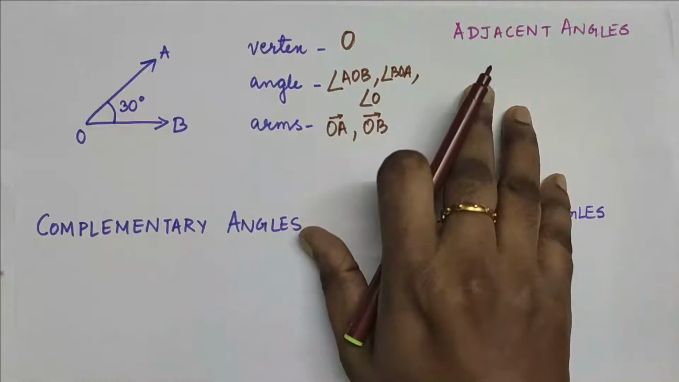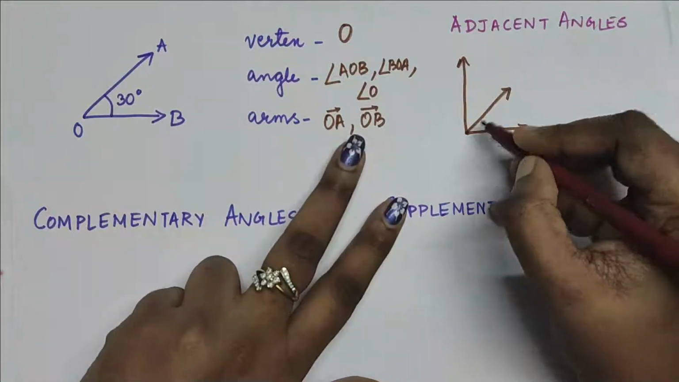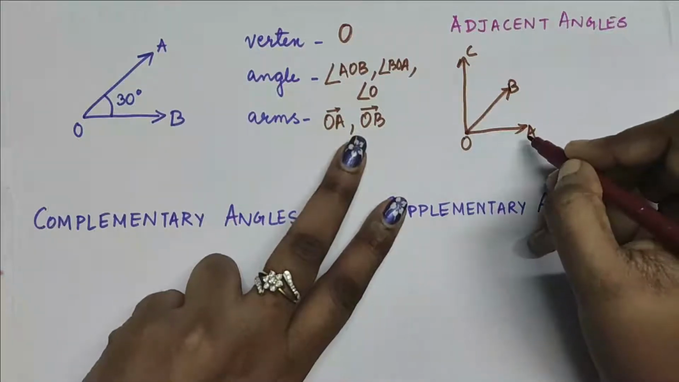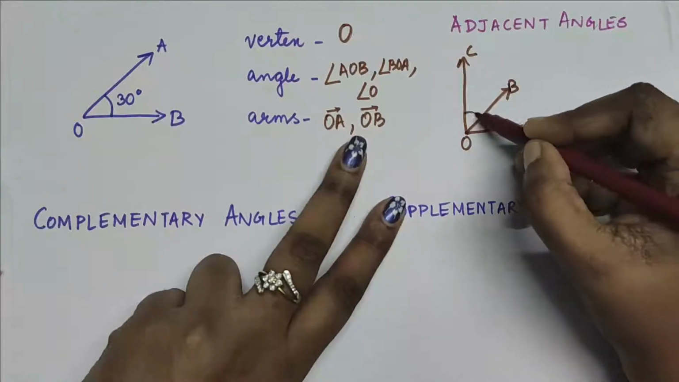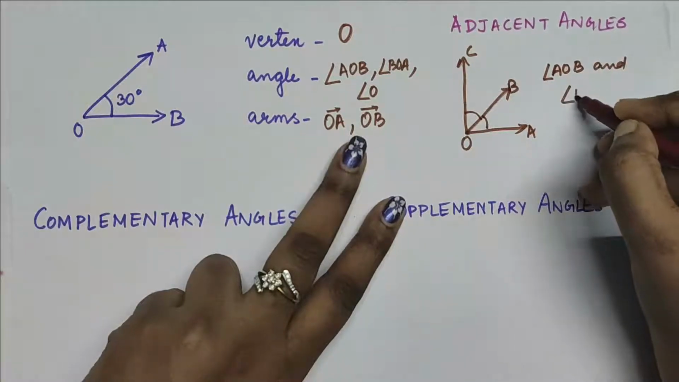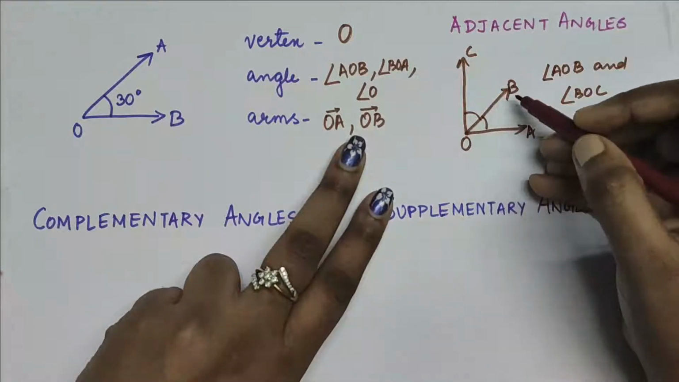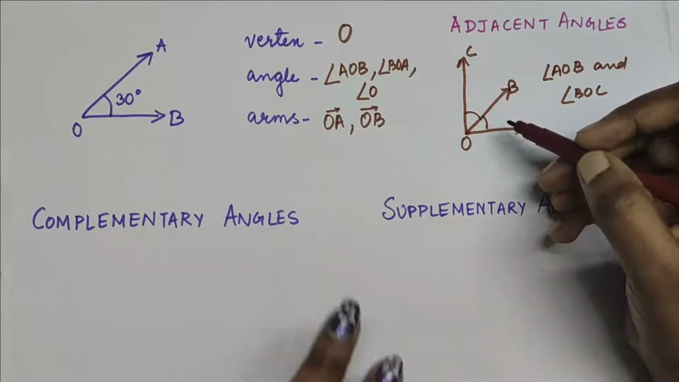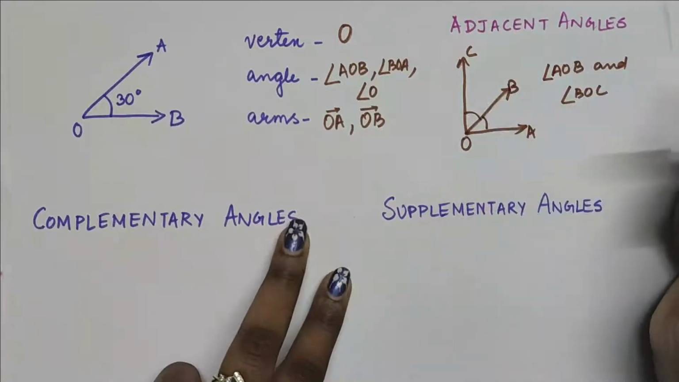Now when I talk about adjacent angles, you have to remember, if I draw two angles like this and call it ABC with a common vertex O, then I can say that angle AOB is adjacent to angle BOC. Not equal but adjacent. Angle AOB and angle BOC are adjacent because they have a common vertex and a common arm. If they have a common vertex and a common arm and their non-common arms are lying on either side of the common arm, then we can say that these angles are adjacent.